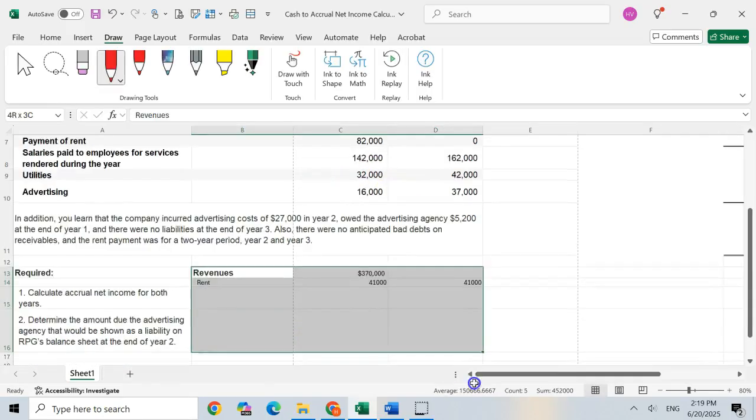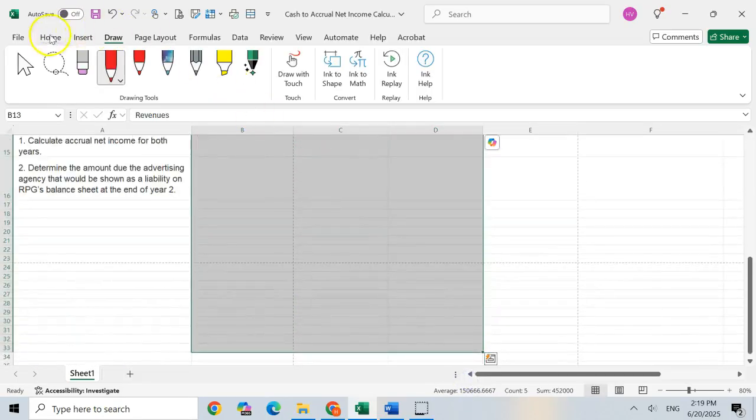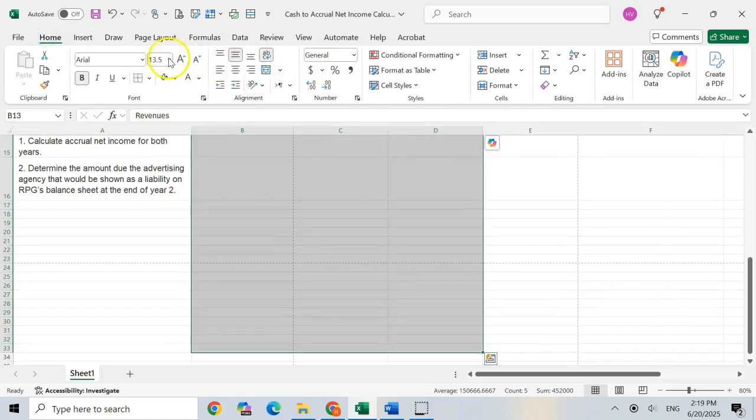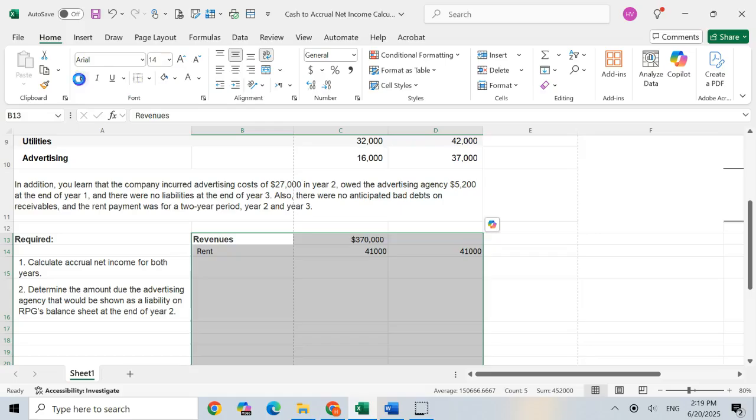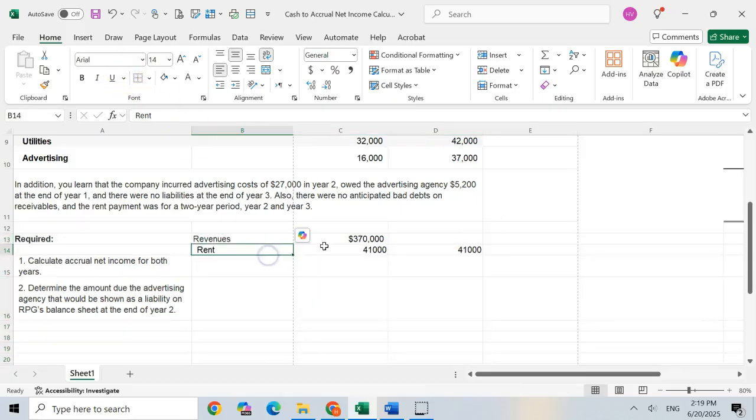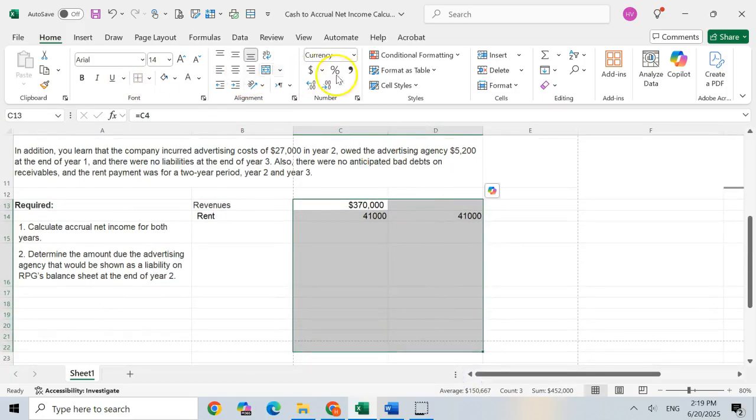Let me just make this font all the same, all 14, and none of it be bold. Okay, and let's make it all into Arial font. Perfect. Okay, and then I'm just going to quickly do this.